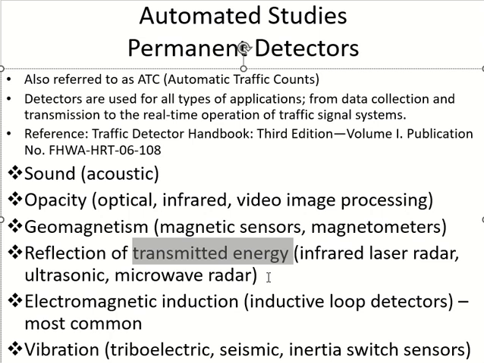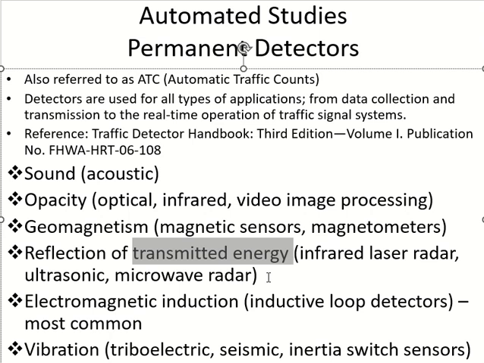Then we have electromagnetic induction detectors, which are also called loop detectors. They are placed under the pavement. I called them point detectors earlier, and they come in twos, which is why they are called loops. They are very commonly used near signals. Their main task is to measure the speed of the vehicle.